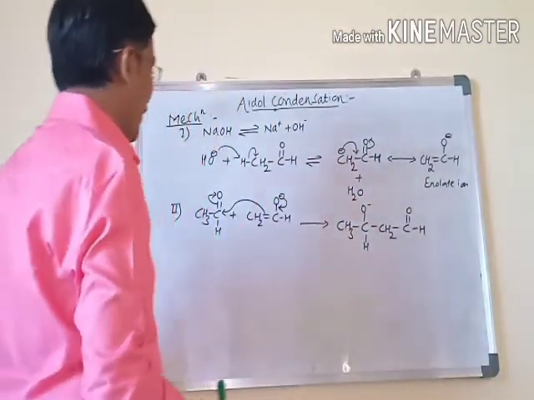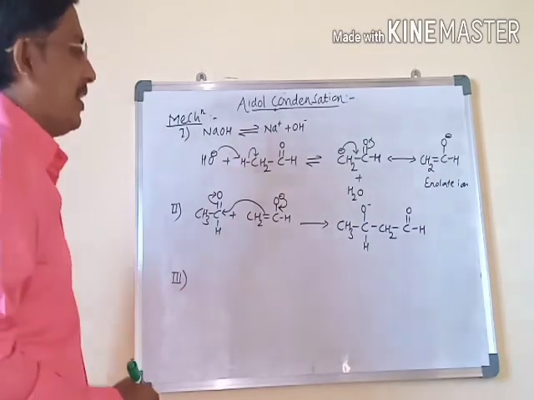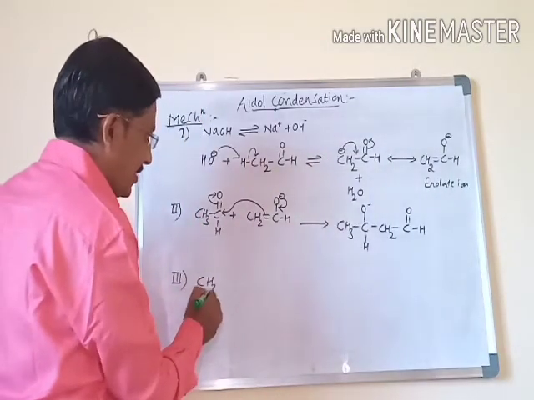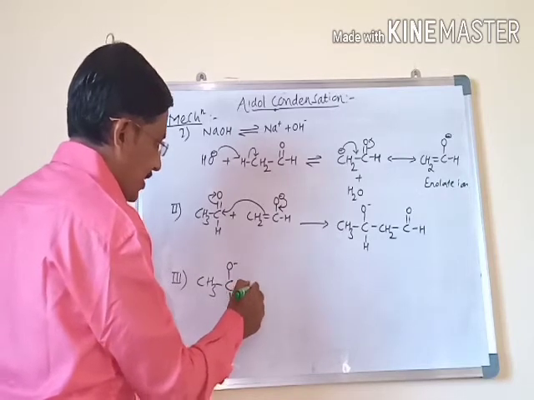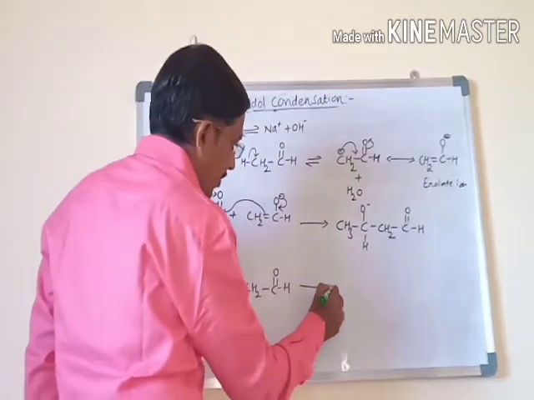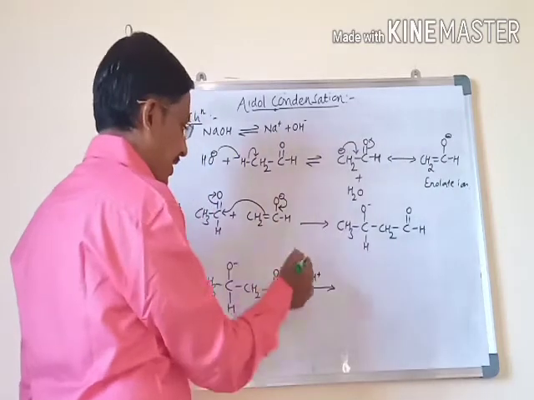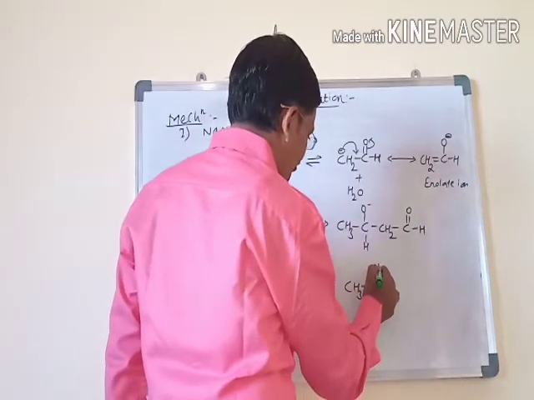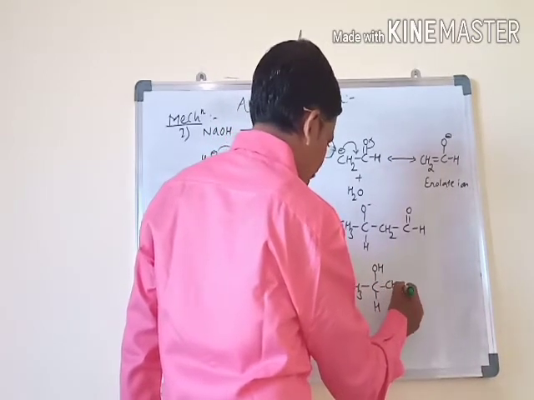In the further step, the negative charge undergoes protonation. CH3CH O minus CH2CHO. We have H2O in the solvent, it undergoes protonation, H plus takes the proton and it becomes CH3CHOH CH2CHO.